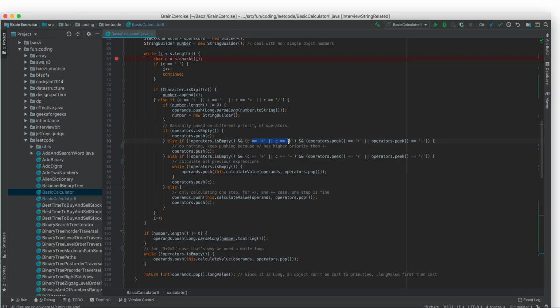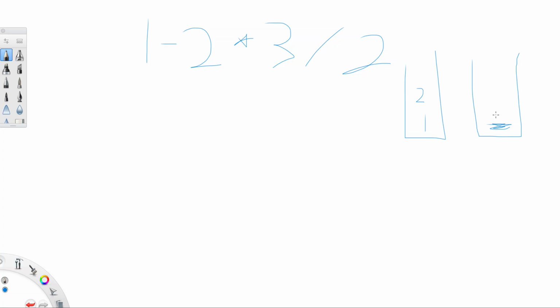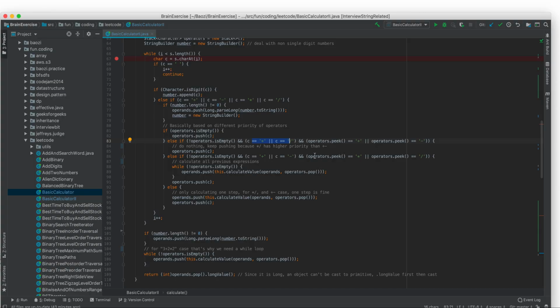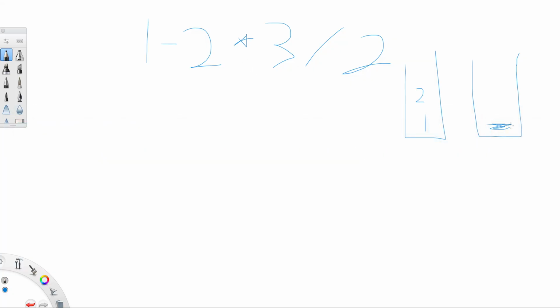Now this is the interesting part. Once you see a star sign, you want to pick the current stack. What is the current stack? It is actually a plus or a minus. If it is a plus or a minus, it means we shouldn't really calculate yet, because this one carries higher priority, and we need to calculate this one later. So that's why we don't need to calculate. All we need to do is push this to the stack like a star.